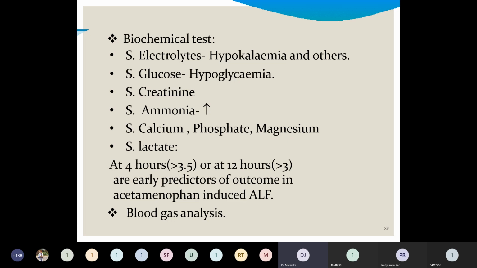Serum glucose levels, the child will be developing hypoglycemia. Serum creatinine level initially may be elevated and urea also will be elevated. Serum ammonia levels are elevated. If it is massively elevated, then you suspect hepatic encephalopathy. Serum calcium, phosphate and magnesium levels should be assessed.